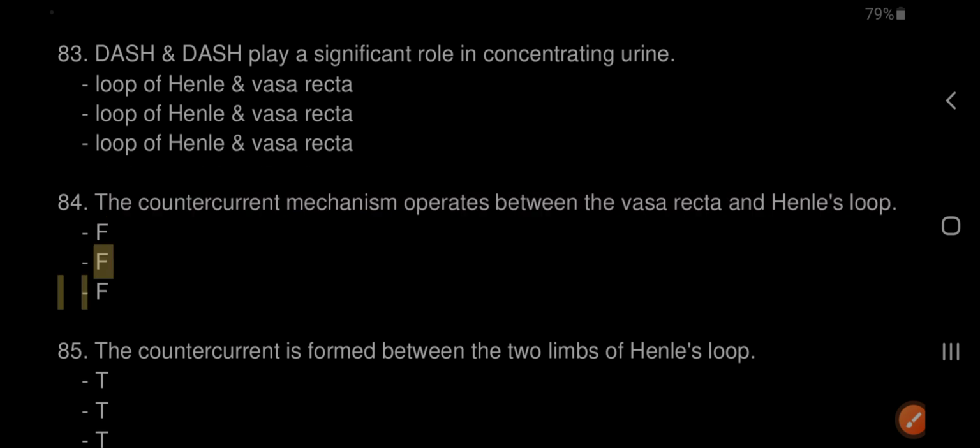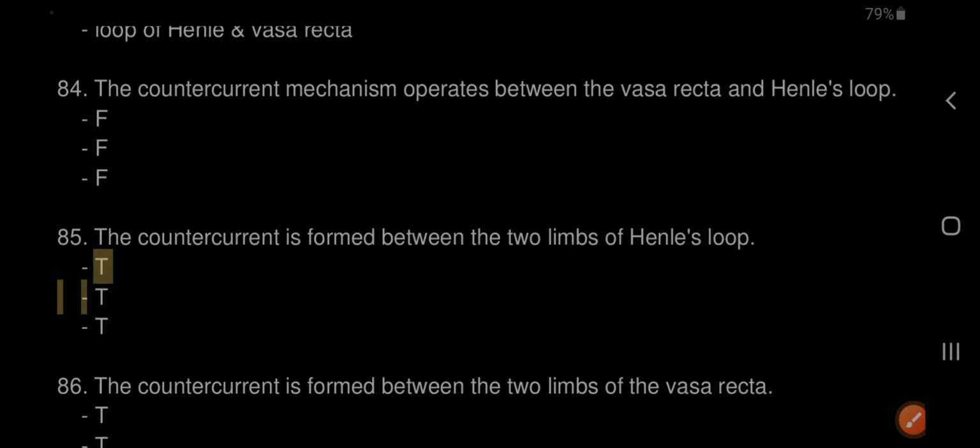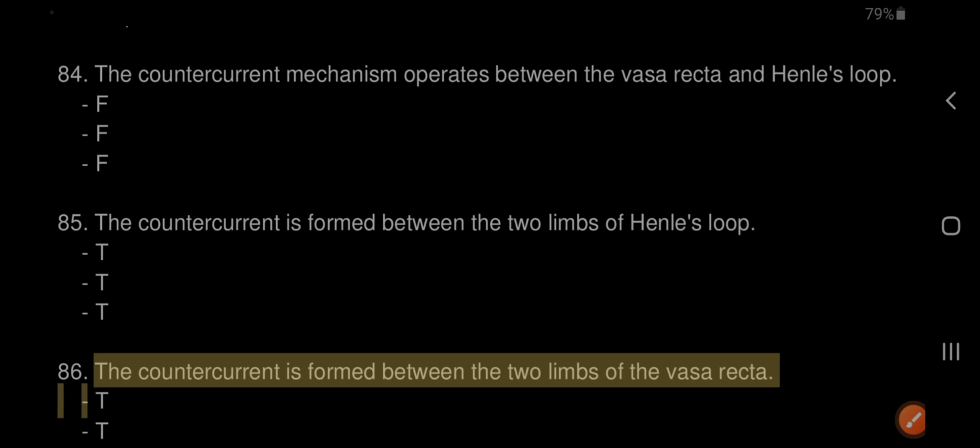85. The countercurrent is formed between the two limbs of Henle's loop. True. 86. The countercurrent is formed between the two limbs of the vasa recta. True.